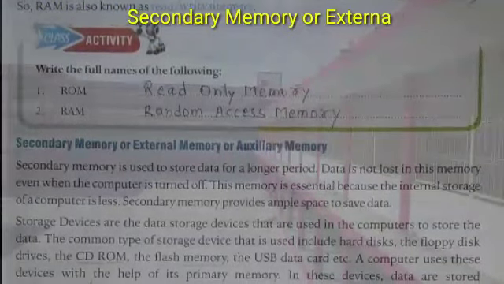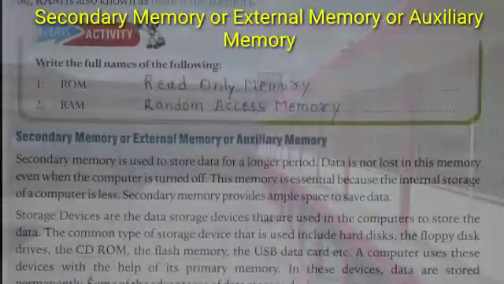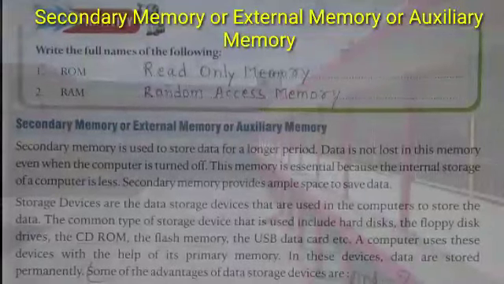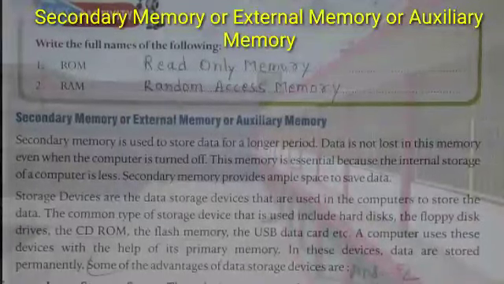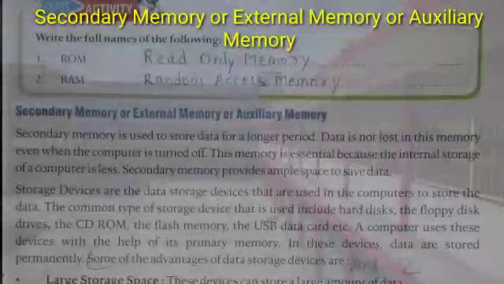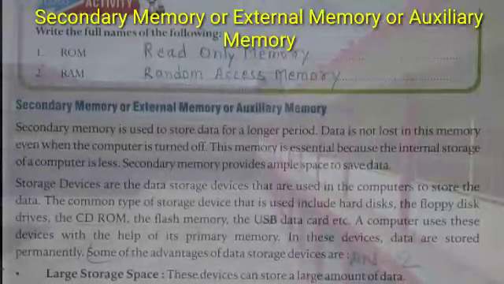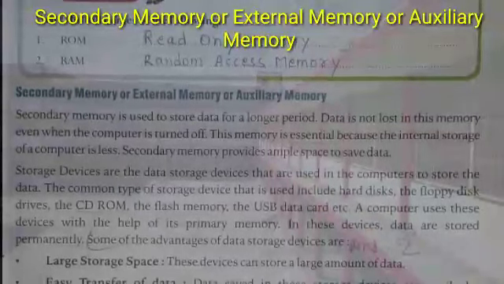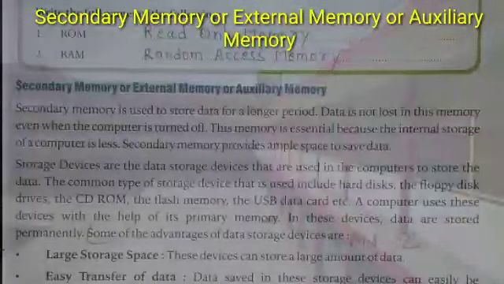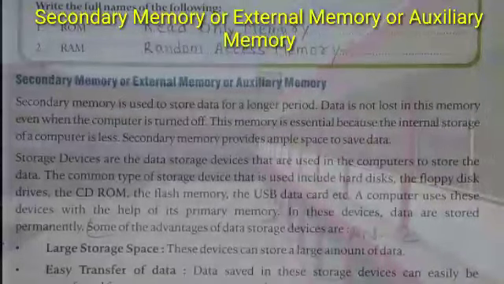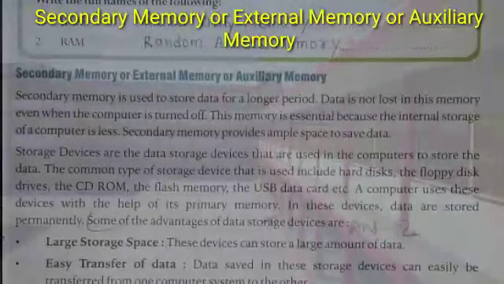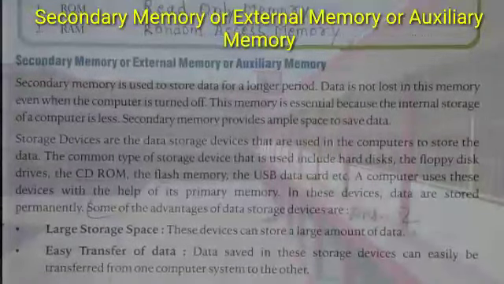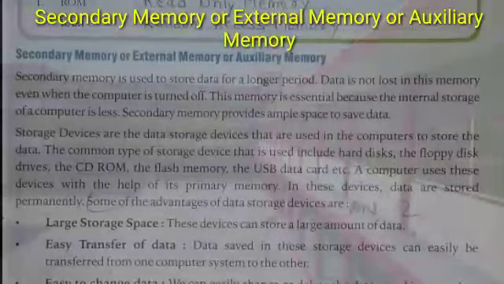Secondary memory or external memory or auxiliary memory. Secondary memory is used to store data for a longer period. Data is not lost in this memory even when the computer is turned off. This memory is essential because the internal storage of a computer is less. Secondary memory provides ample space to save data. Storage devices are the data storage devices that are used in computers to store the data.